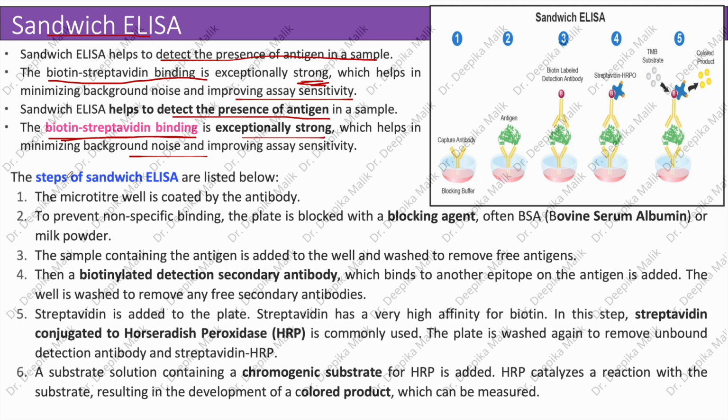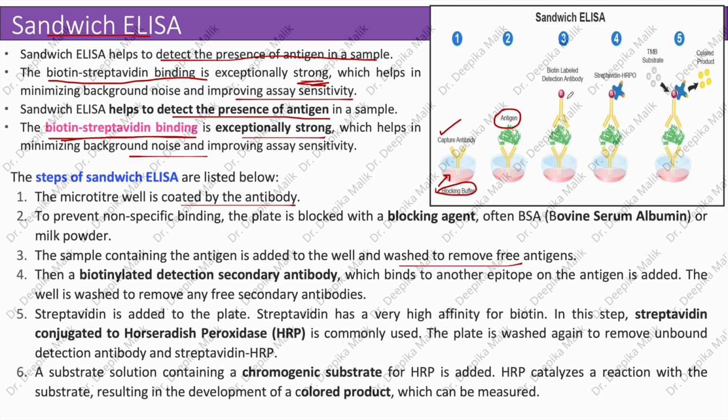Now let us see the steps of sandwich ELISA. The microtiter well is coated by the antibody, as you can see here in the diagram. To prevent non-specific binding, the plate is blocked with a blocking agent, often BSA, which is bovine serum albumin, or milk powder. The sample containing the antigen is then added to the well and washed to remove free antigens.